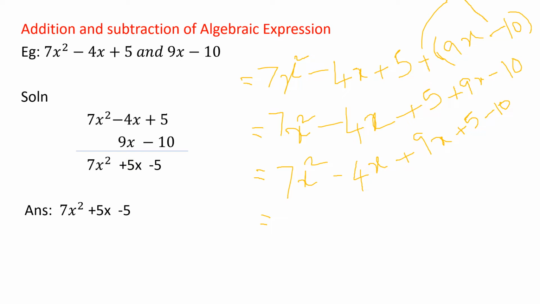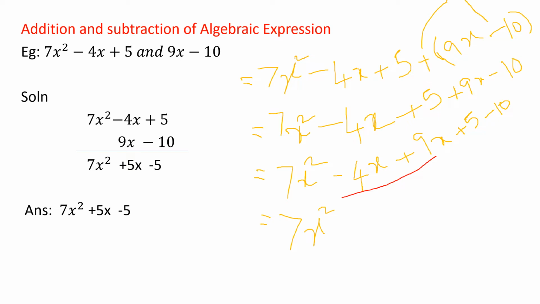Now, there is only one x square term, so write it. You don't have to do any addition or subtraction. Then minus 4x and plus 9x. Here you will apply the integers rule. Plus and minus means what, children? You will do the subtraction for different signs, and you will write the greater number's symbol.